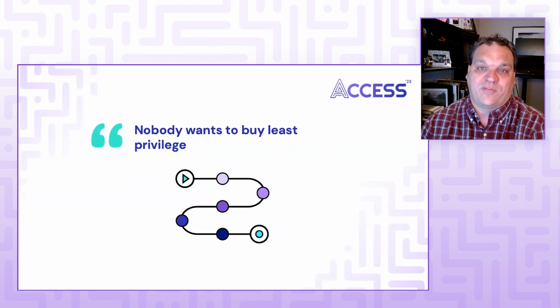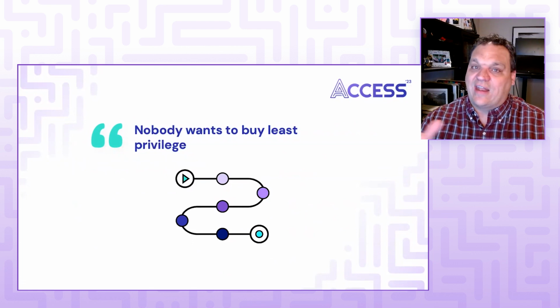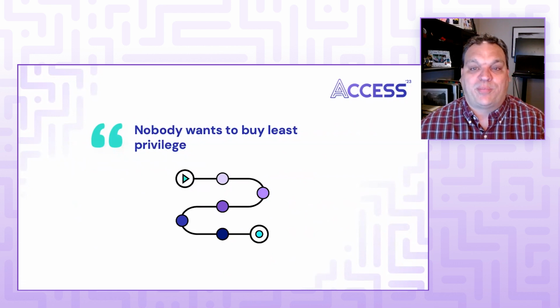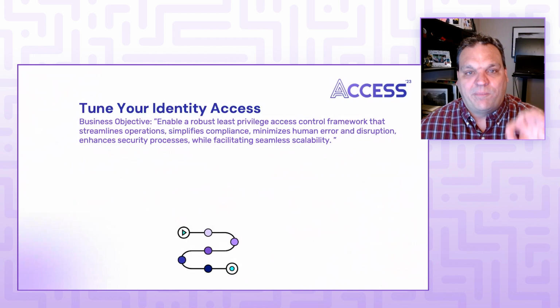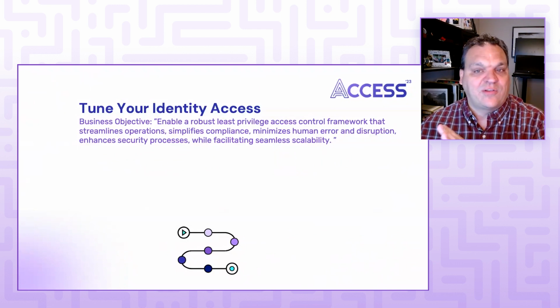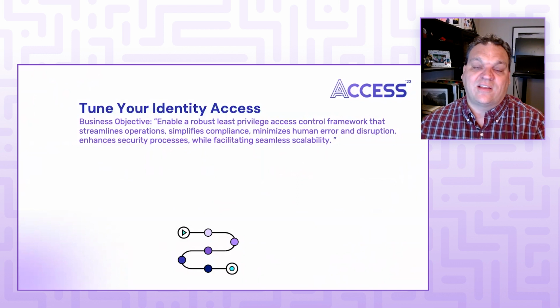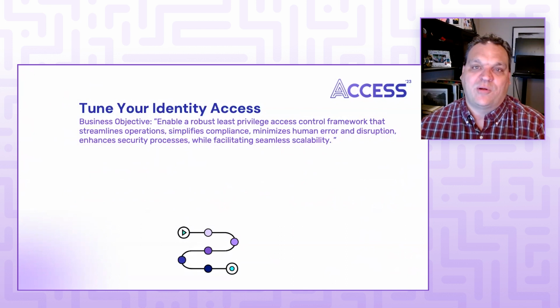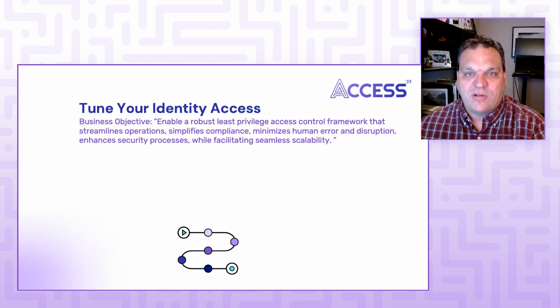There is no business outcome of least privilege. It's expensive and it's not tied to data or any kind of justification. So stop selling least privilege. Instead, business objective, right? You want to enable a robust least privilege access control framework that, and here it is, right? You have least privilege in there, but what is it you're trying to accomplish? Streamline operations, simplify compliance, minimize human error, enhance security processes, facilitate scalability. Now, I've made these broad so that you can grab them and you should adapt them to your business, because your business outcomes should be measurable and have metrics.